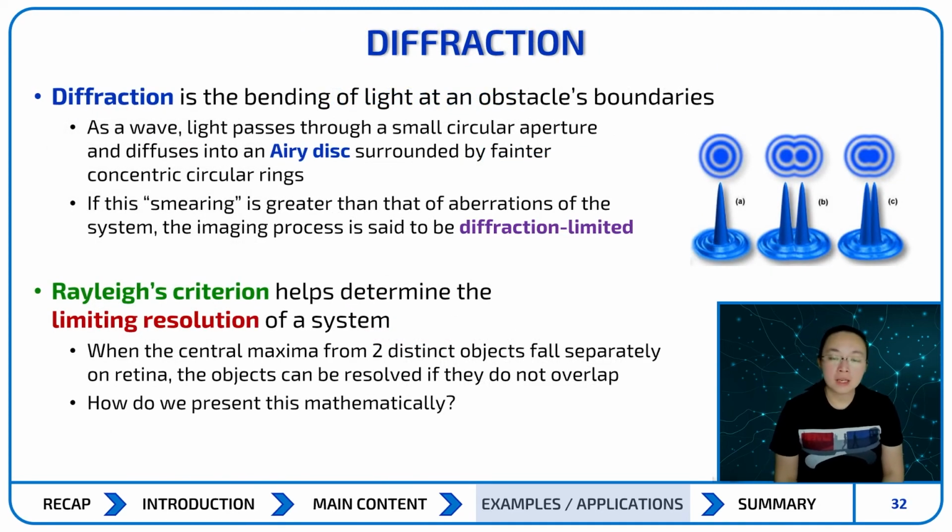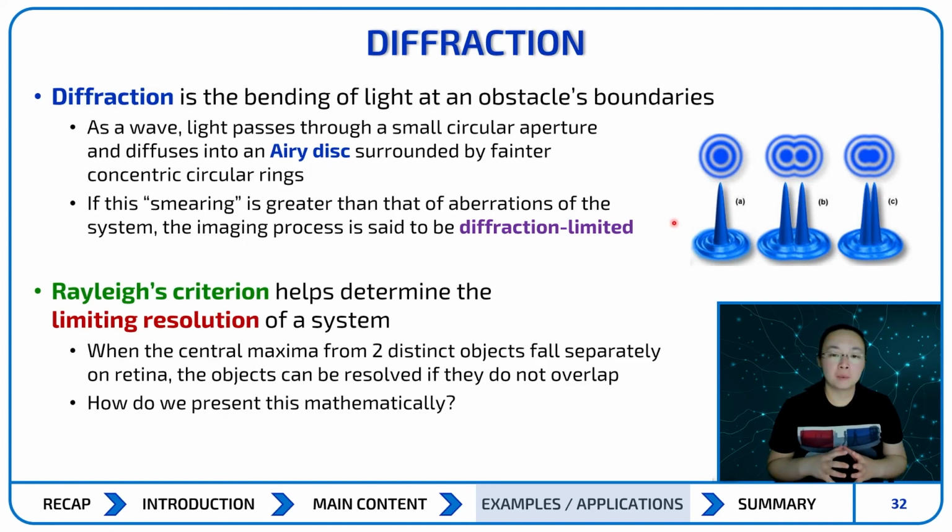Explaining a little bit more about diffraction. Diffraction is when light bends at an obstacle's boundaries. As a wave, your light is going to pass through a small circular aperture and diffuse into an airy disk surrounded by fainter concentric circular rings.